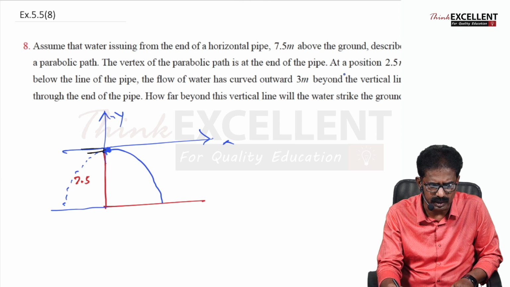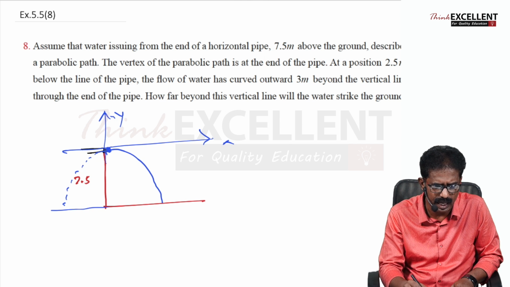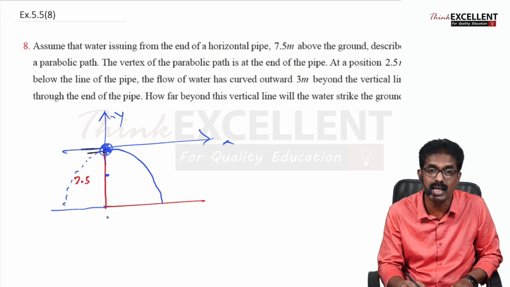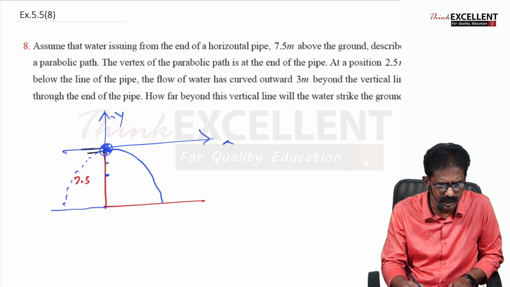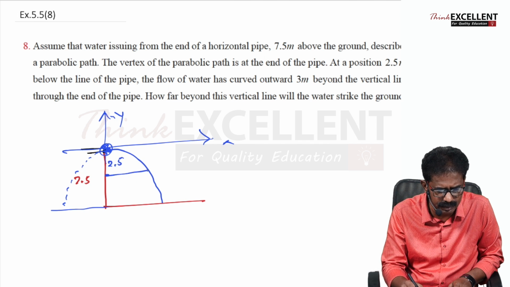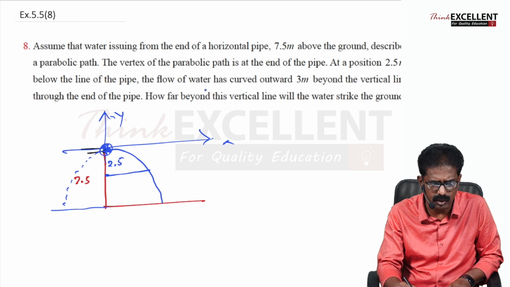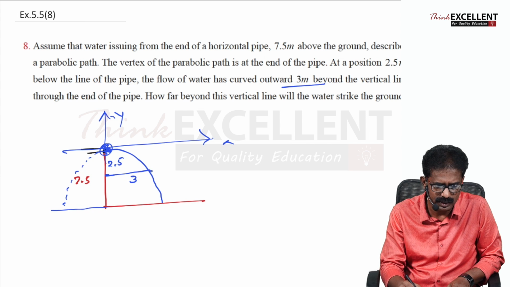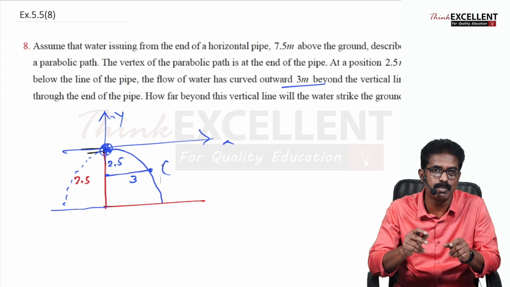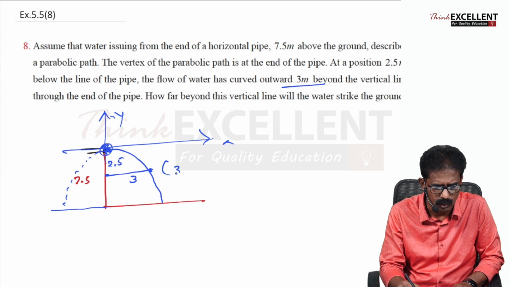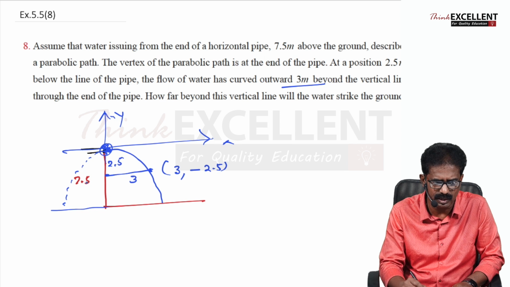Now see, one more information given. At a point 2.5 meter below the line of the pipe. So this is the line of the pipe, below 2.5. So total height is what, 7.5, right? So taking a height of 2.5, at that time the curve, so this curve, that length they gave us what? 2.5 meter below the line of the pipe, the flow of water has curved outward 3 meters. So this is 3 meter. So can you say what is this point? It is in the fourth quadrant. So x value positive, y value negative. X value 3, y value minus 2.5, you're right.